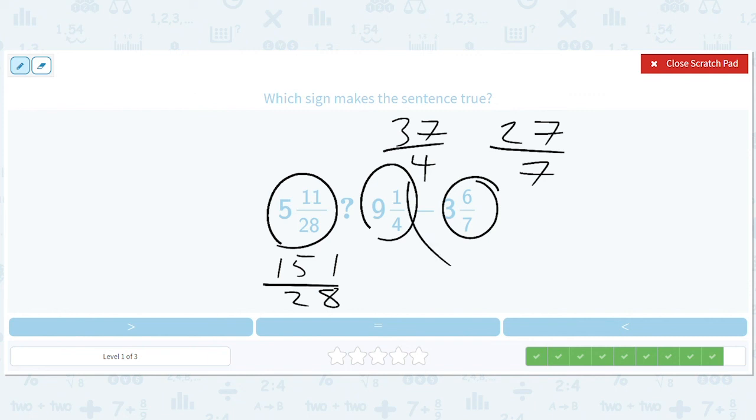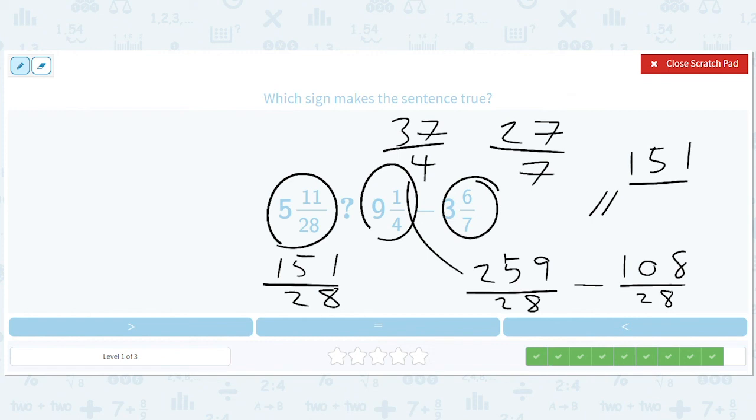So let's put these over common denominators. So times 7 times 7. So that's going to be 259 over 28. This is going to be times 4 times 4, so that's going to be 108 over 28. And when we subtract them, we'll get 151 over 28. That's a nice one to end on, isn't it? Where it actually matches up perfectly. Okay, so they're equal.